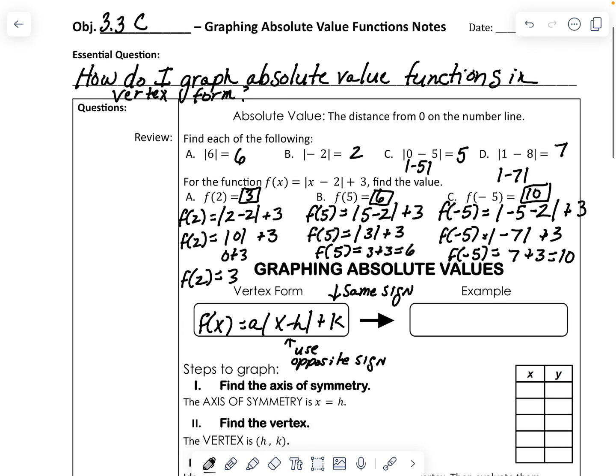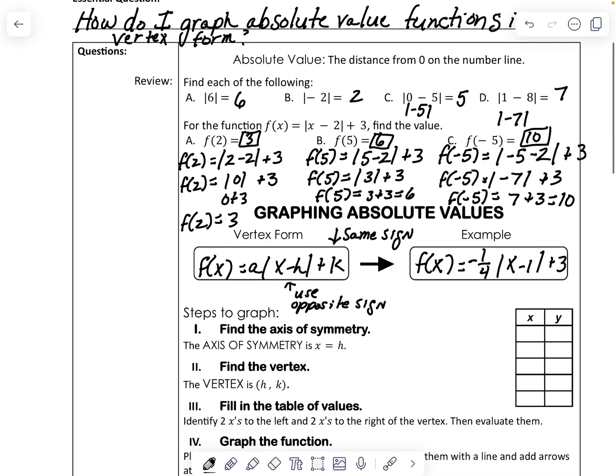So let's do an example. We're going to use f of x equals -1 over 4, absolute value of x minus 1, plus 3. So great. First, let's find our axis of symmetry. So remember, that's your h. So x equals, if our h is -1, it's going to equal 1. And our vertex is going to be h, k, so we're going to have 1, 3.